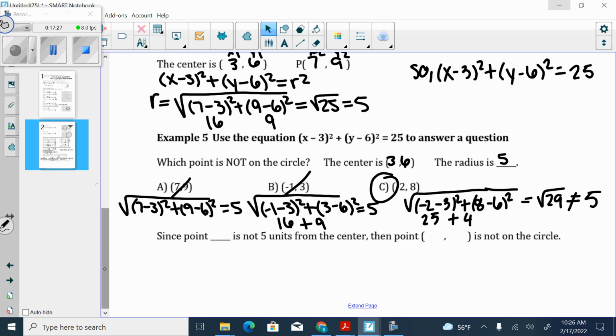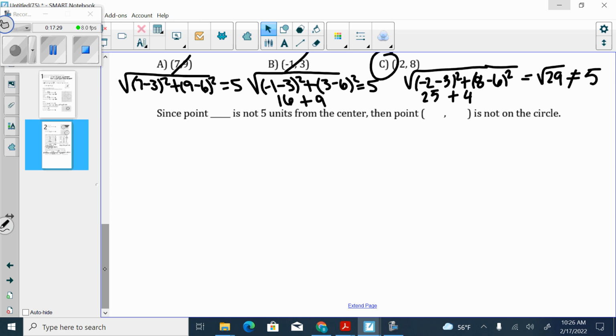To fill in this little part here at the bottom, since point C is not 5 from the center, then the coordinate point that they gave us, which was, what was it? Negative 2, 8, is not on the circle.